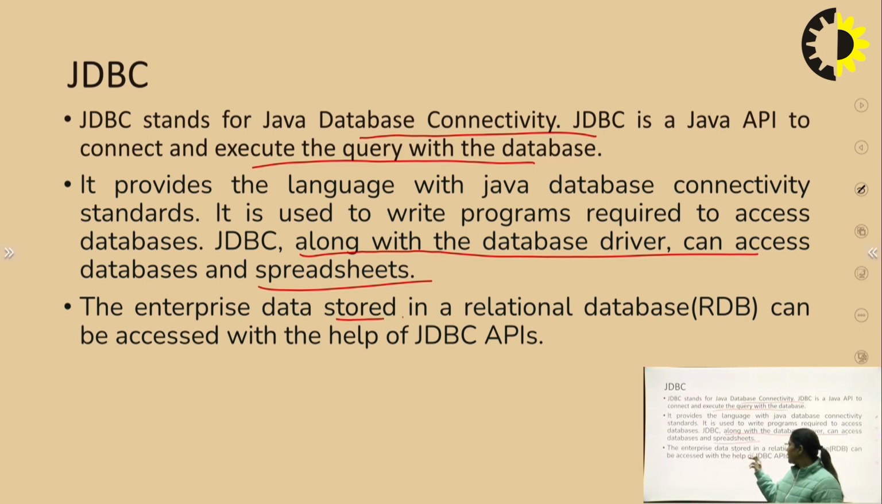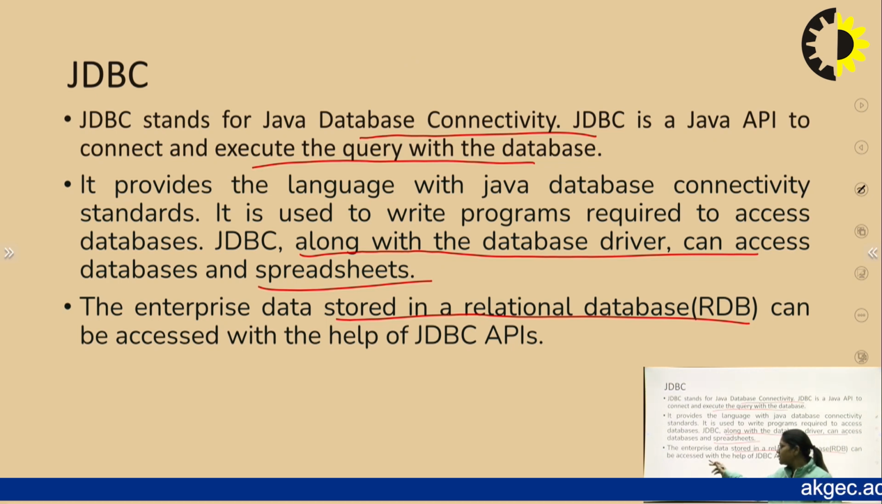The enterprise data is stored in the relational database, as we already know, and we just have to access that data with the help of the JDBC API. So we have to connect the database driver, and with the help of this JDBC API, we can access the data from the database. The data stored in the database, we can execute, access or fetch.